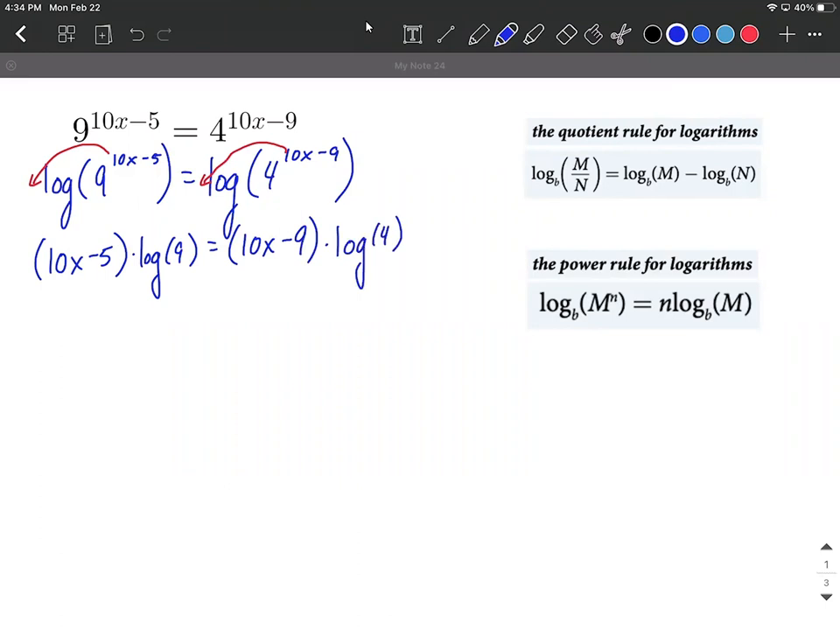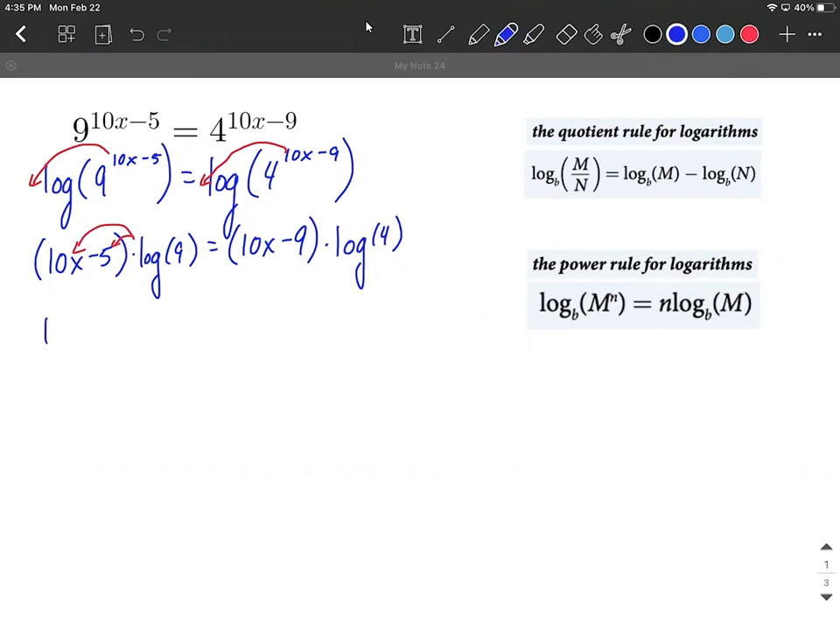And I know this looks to many students as though it's a very difficult problem to solve, but notice that all of our x's, the variable in this case, is only raised to the first power. So we're just going to have to use our algebra to do some rearranging and solving. All right, so the rearranging that I'm going to do is go ahead and distribute that log of 9 to both these terms on the left-hand side.